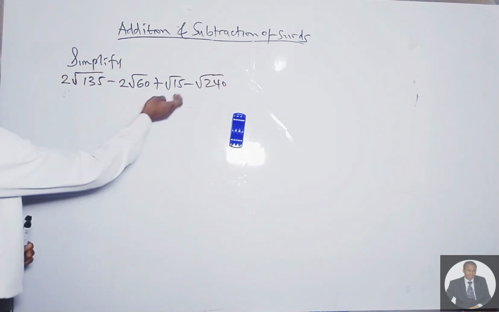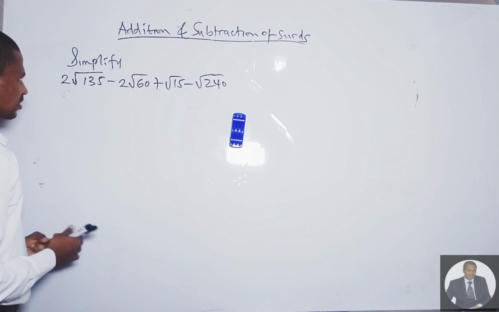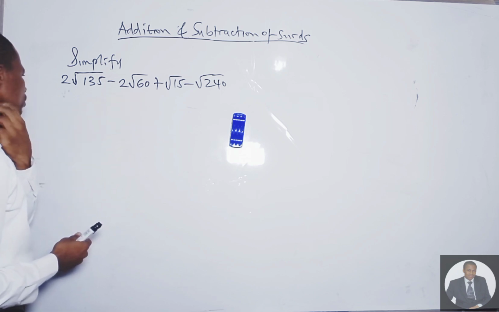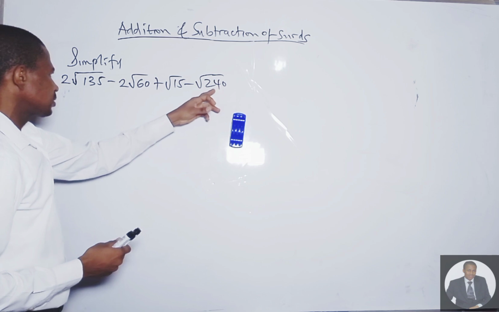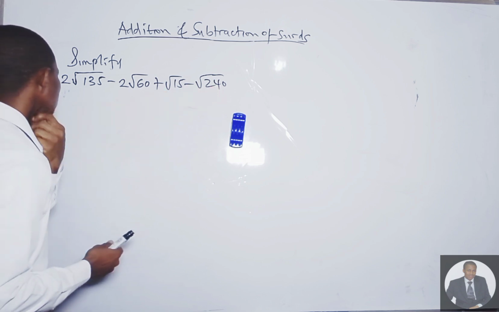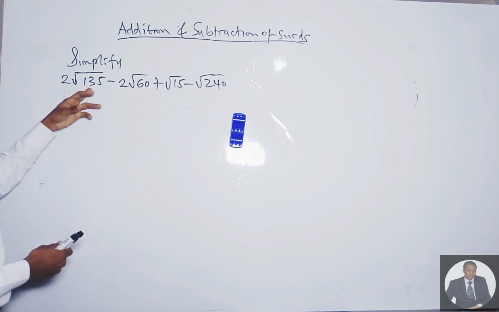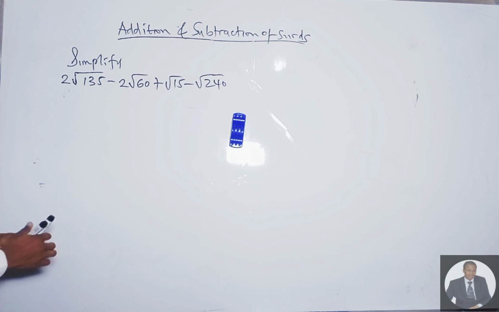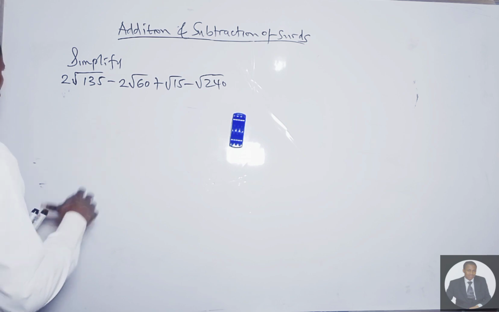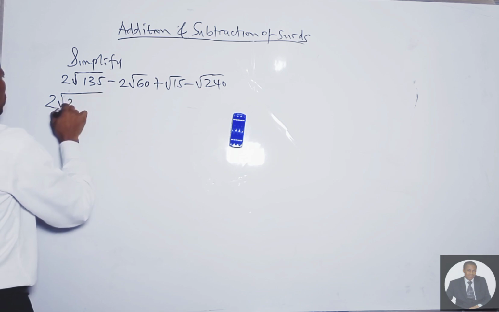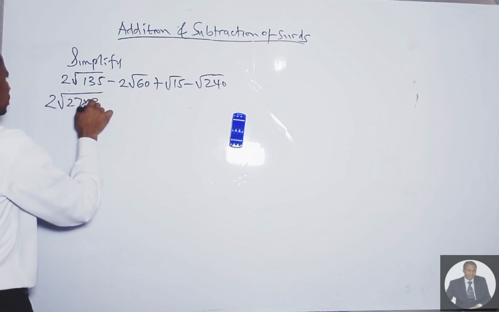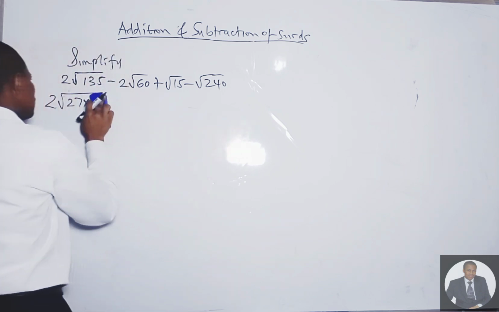Now we've seen 15 here. 60 is 15 times 4. So we look for what can we multiply by 15 to give us 240, and what can we multiply by 15 to give us 135. But we don't need to bother our head so much. We just simplify gradually. This will be 27 times 5 times 3.